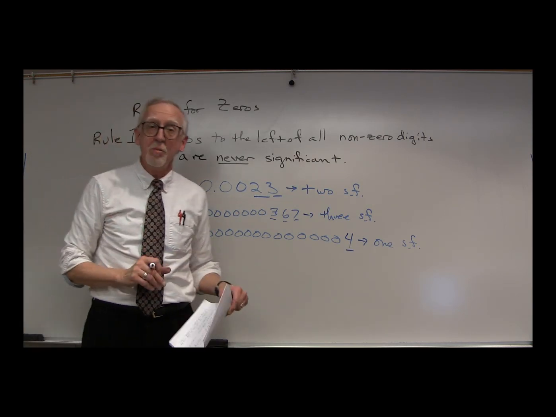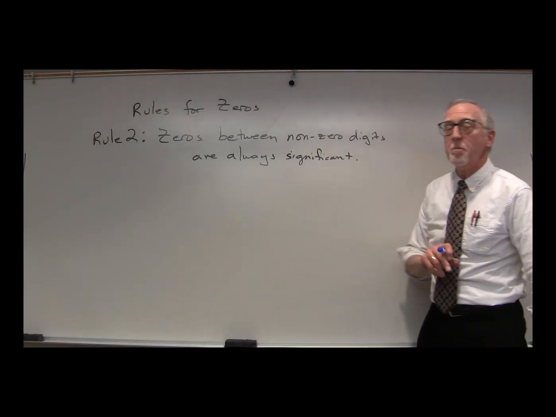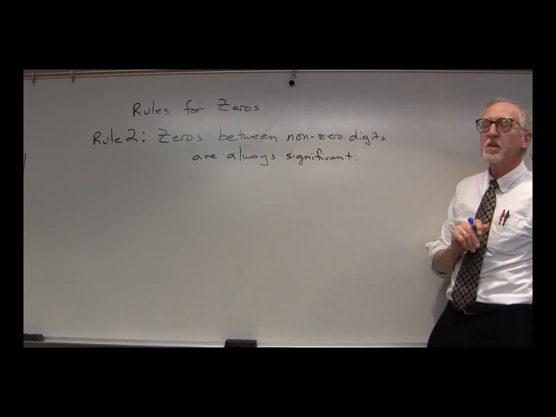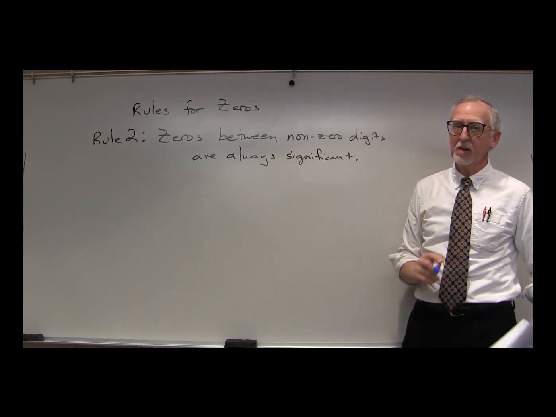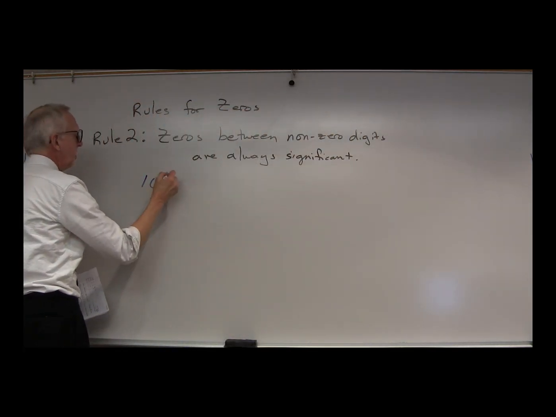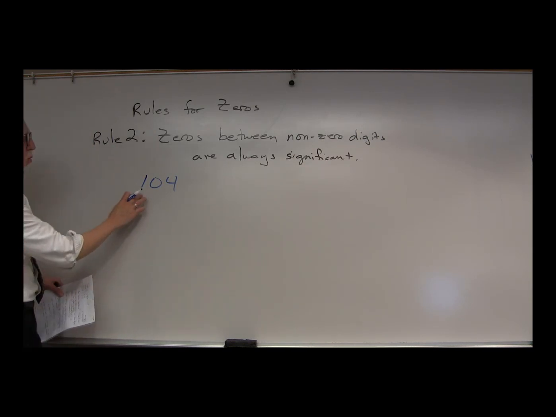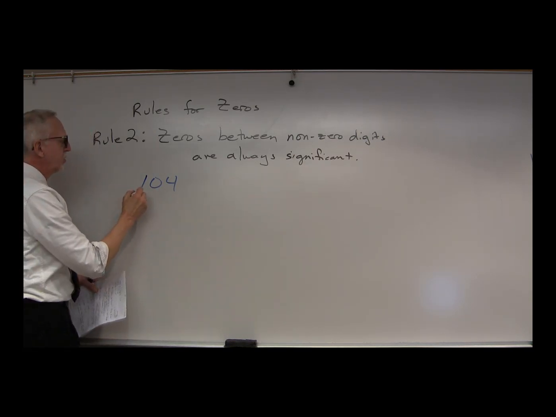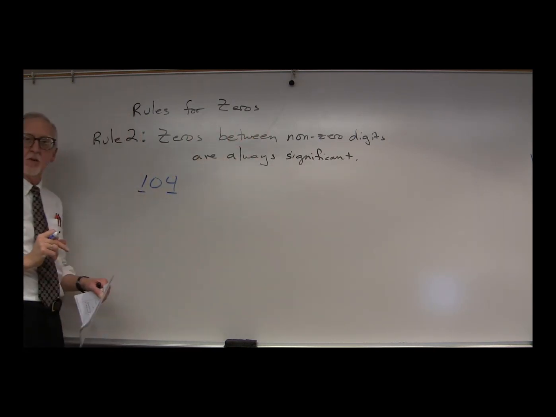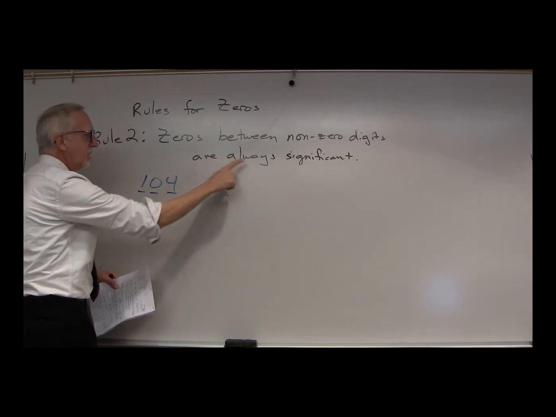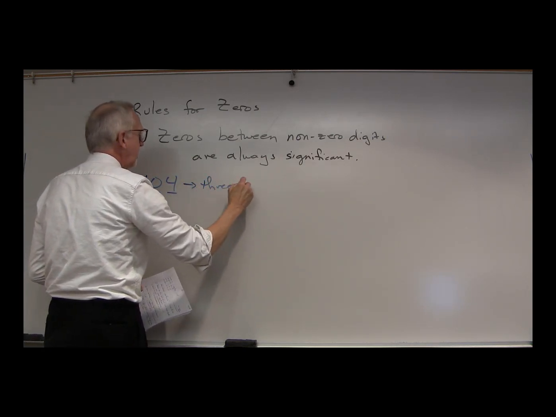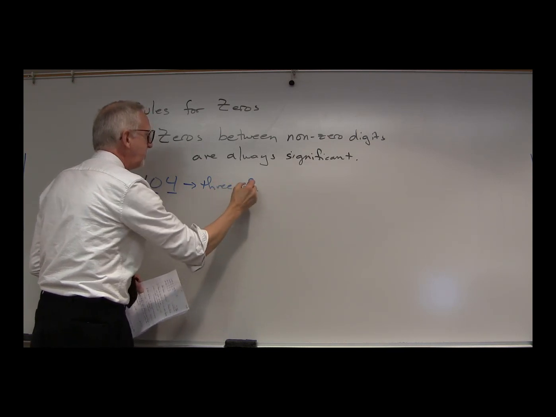What about rule number 2? Rule number 2. Zeros between non-zero digits are always significant. So, for example, what about 104? Well, the 1 and the 4 are non-zero digits. Those are always significant. This 0 is between non-zero digits, so it is significant. So how many does this one have? 3 sig figs.